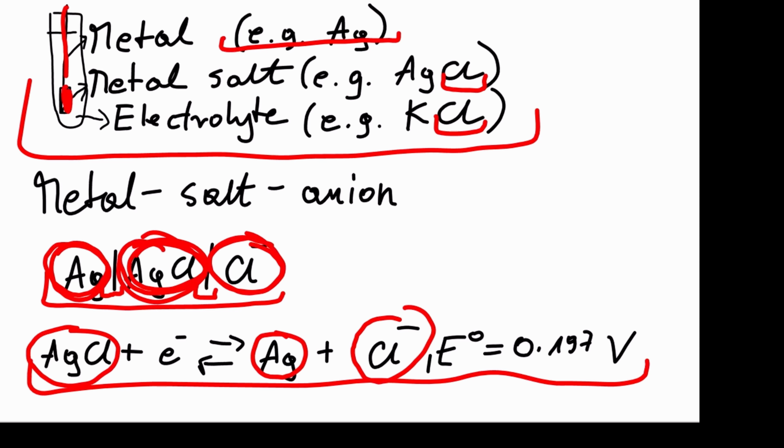If this half cell works as an anode, the reaction proceeds from right to left. So therefore there is an increase in the mass of the silver chloride salt.